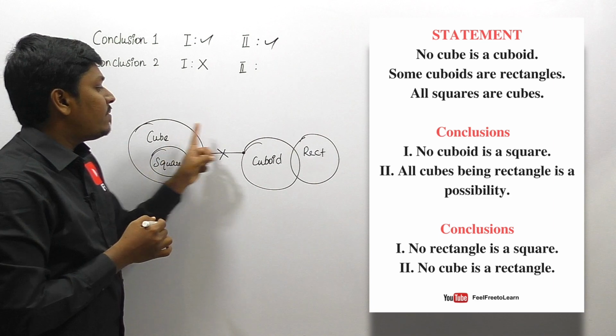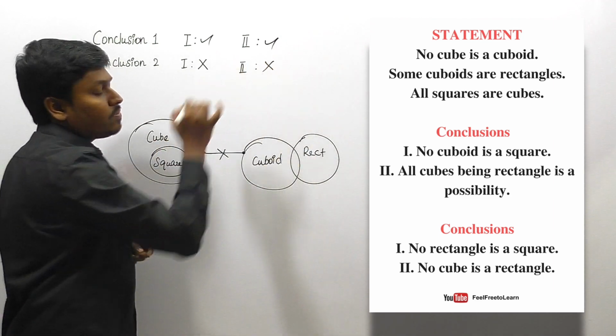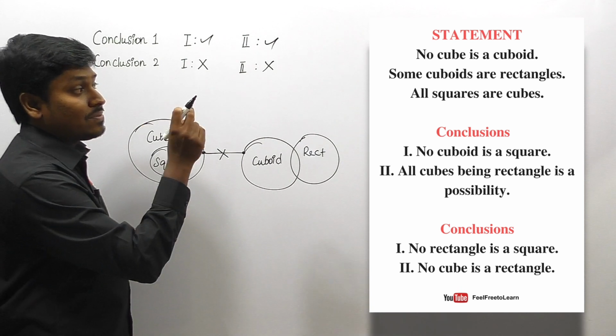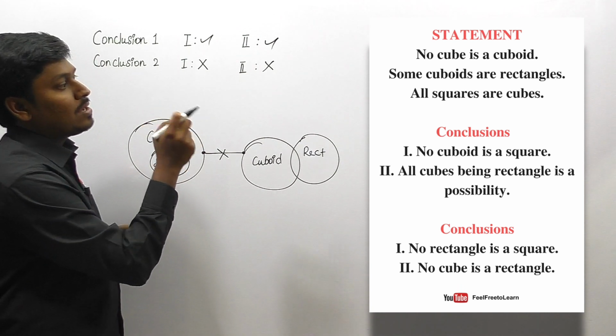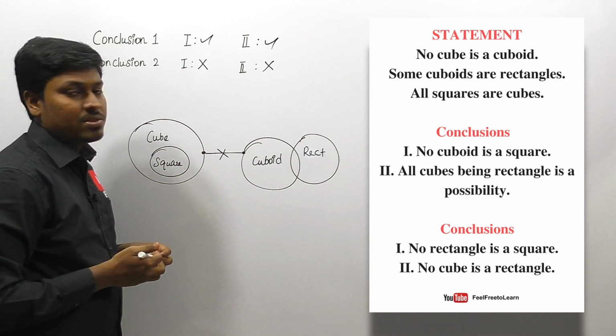There is no link between cube and rectangle, but we can connect rectangle and cube. So conclusion 2 does not follow. So finally we can say that for the first set of conclusions both follow, and for the second set, neither conclusion follows. Both the conclusions do not follow.